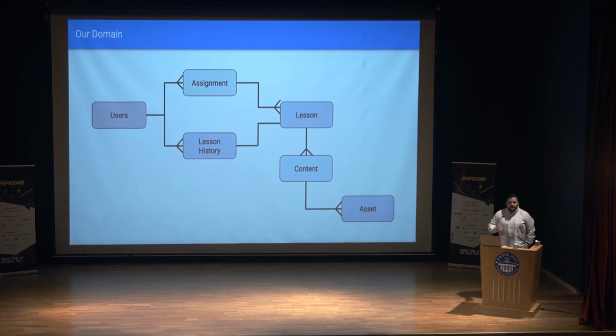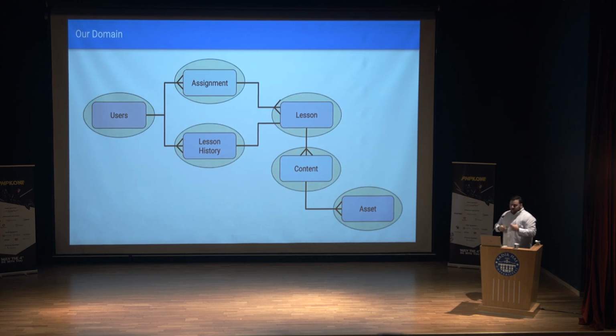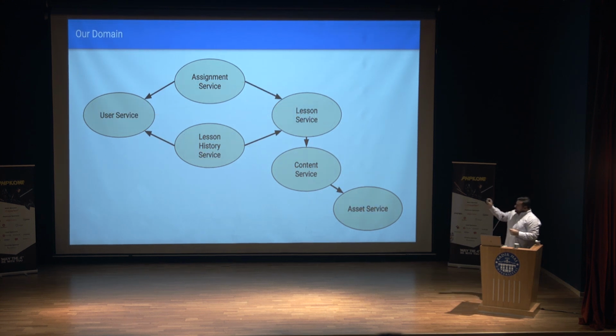So this is a rough diagram of our domain. You have users, assignments, lesson history, lessons, content, and assets. Don't really worry too much about what the definitions of each of them are, just that we have relationships between these entities. And what we wound up doing is we made a service around each entity. And so we had a user service, we had a lesson history service, an assignment service, et cetera.